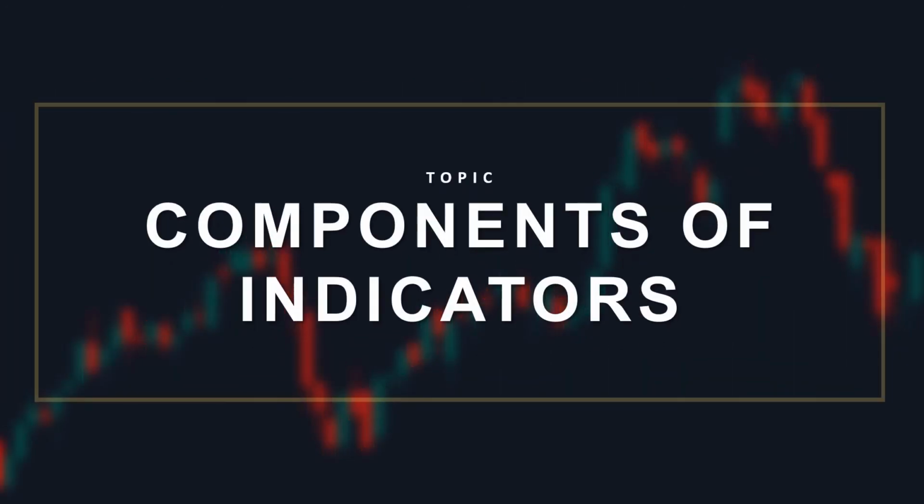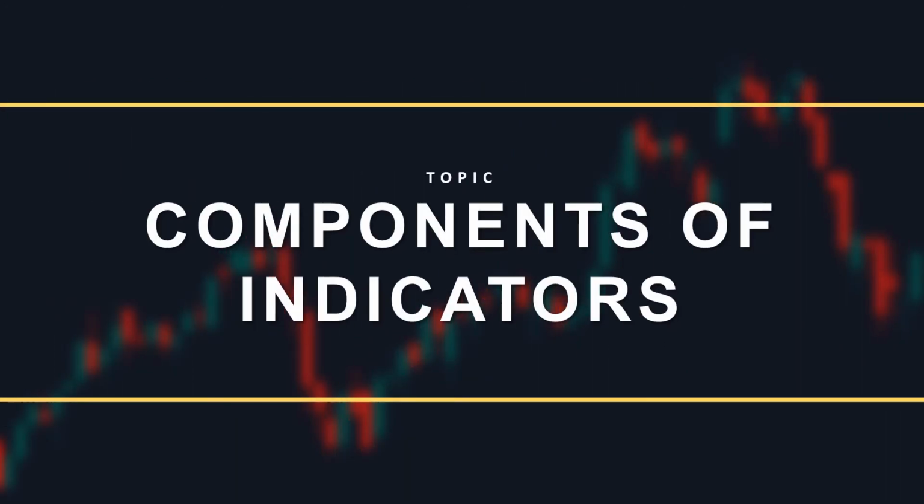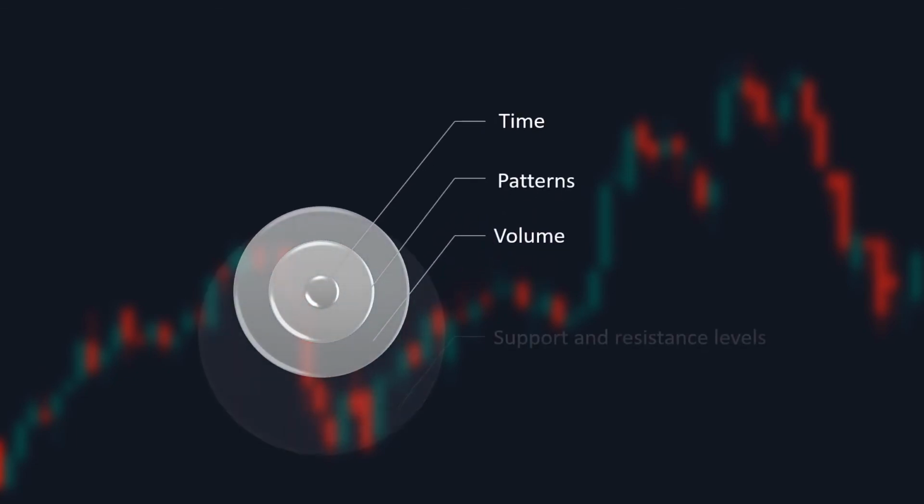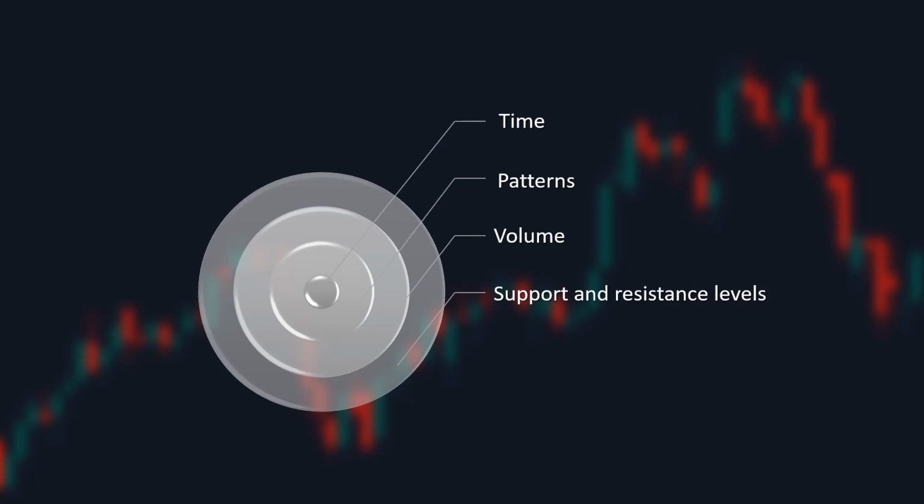Components of technical indicators: time, patterns, volume, support and resistance levels. The above points are the main components of an indicator. Traders always try to predict these components.